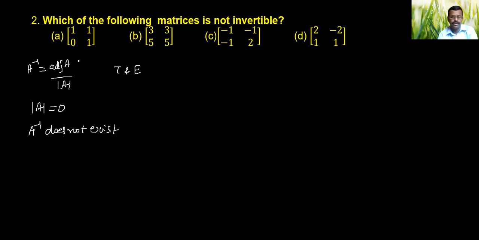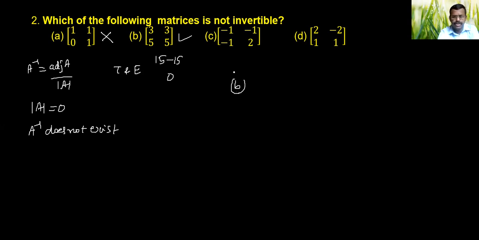If you observe, immediately you can decide. Take option A: determinant is 1. Therefore, option A is the wrong option. Option B, observe: 5 times 3 is 15, minus 15, we get 0. Therefore, this is the answer. Next option C, minus 2 plus 1 minus 1, we get it, and here 4 we get it. Therefore, determinant of A is 0 for option B. Hence, question number 2, B is the answer.